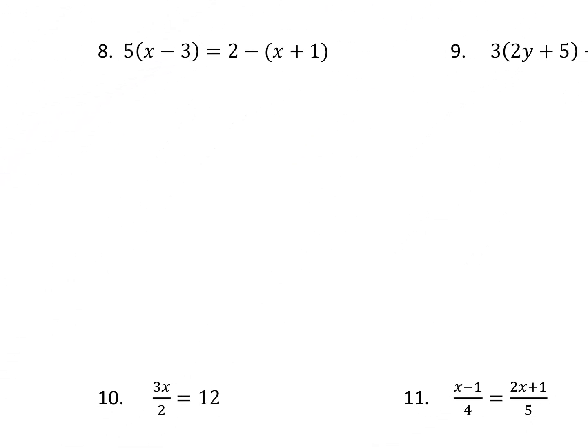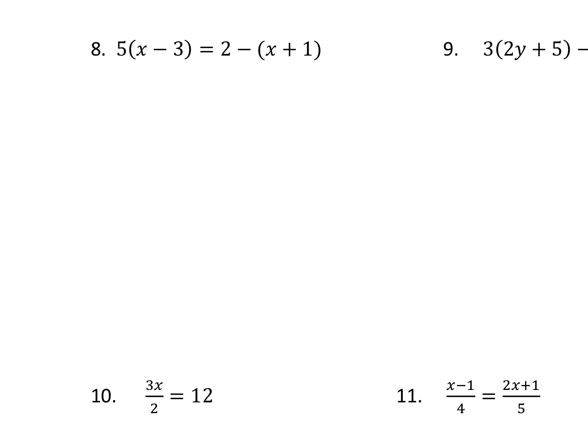Example 8. Here we should expand the brackets before we solve and simplify if we need to. So we get 5 times x is 5x. 5 times minus 3 is 15. And here, if we want to imagine that bracket, we've got one of that bracket. So we're going to do minus 1 times x is minus x, and minus 1 times 1 is minus 1. The right-hand side should be simplified. We've got a 2 minus 1, which simplifies to 1. So the right-hand side is 1 minus x.